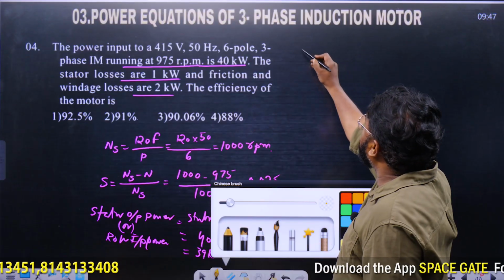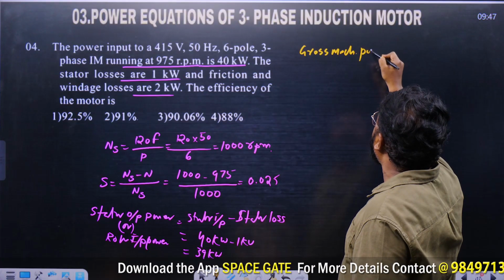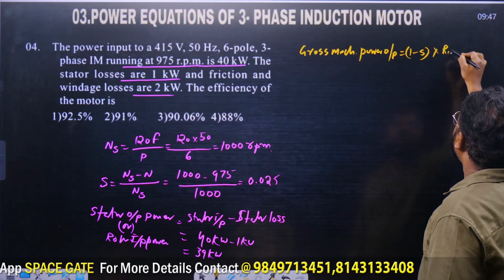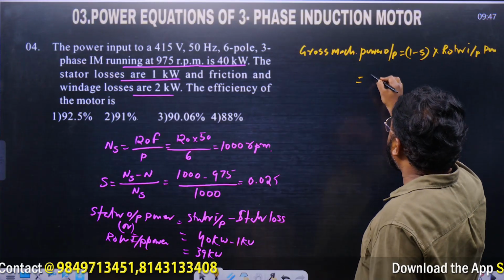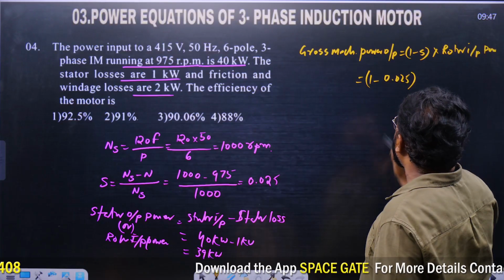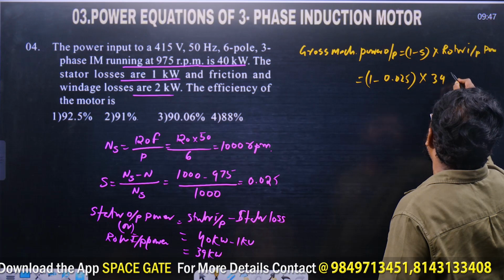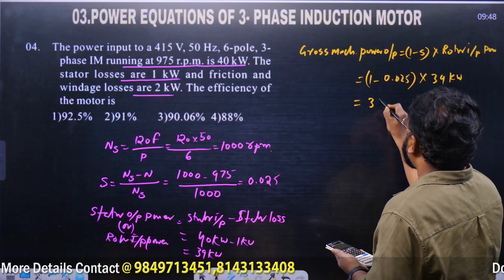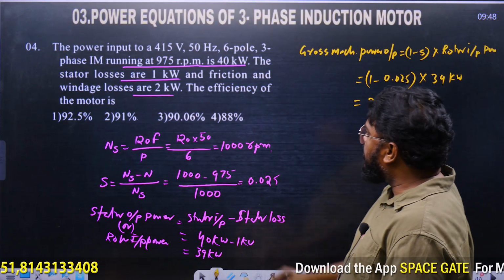Now let us calculate the gross mechanical power output. How do we calculate it? It is equal to (1 minus s) times the rotor input power. Here s is 0.025, so 1 minus s is 0.975, and the rotor input power is 39 kilowatts. Simplifying, 38.025 kilowatts is the gross mechanical power.